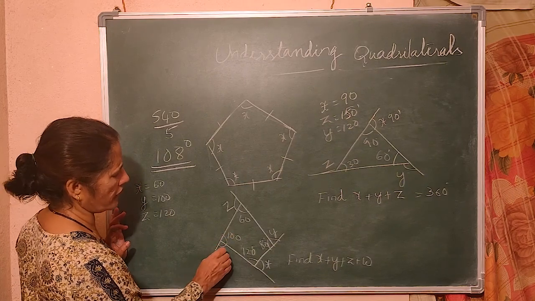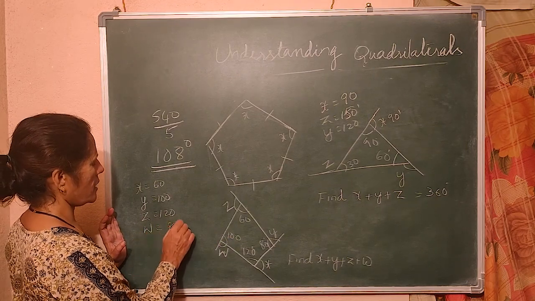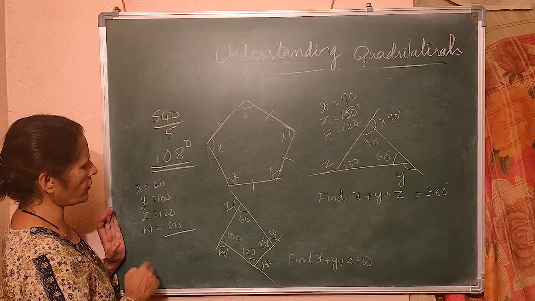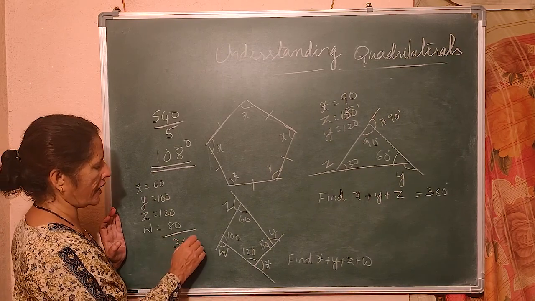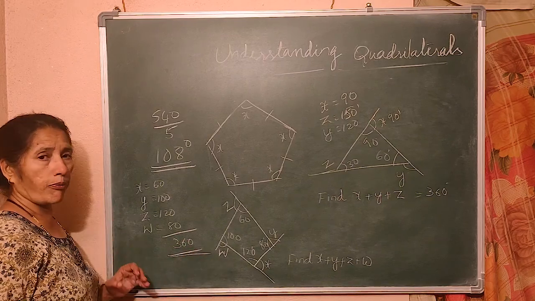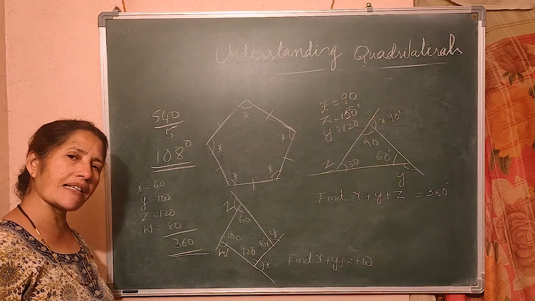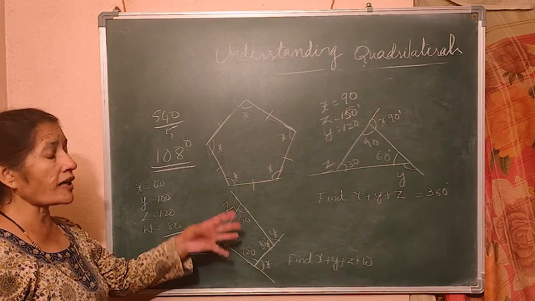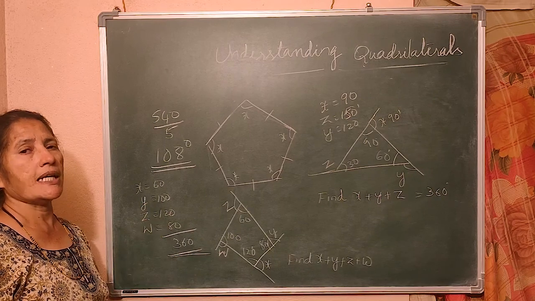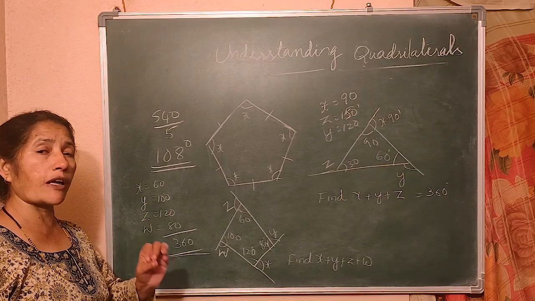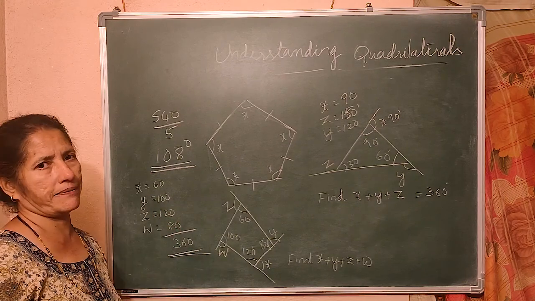How much is w then? 100 plus 80. W is 80. So what is the sum of all the angles? 200, 300, 360. So in any polygon, the sum of all the exterior angles is 360. Sum of all interior angles is equal to n minus 2 into 180. Each interior angle of a regular polygon is n minus 2 into 180 divided by n.